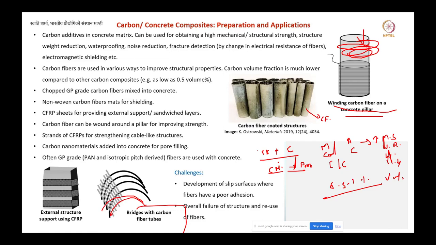So development of a slip surface, where fibers have poor adhesion, is the main challenge, and the overall failure of the structure, and the reuse of carbon fiber is also an issue. It can fail at a certain time or in a certain way.